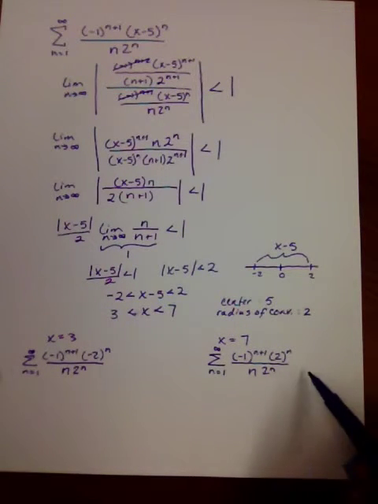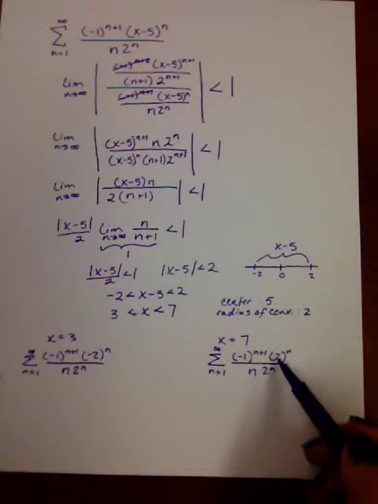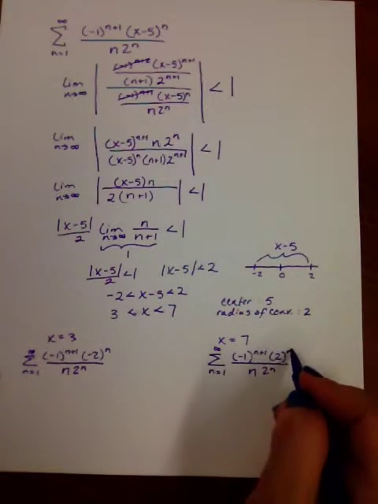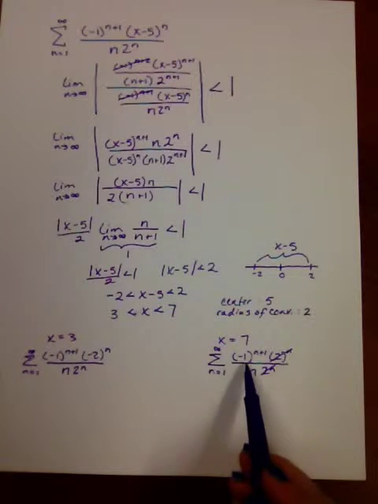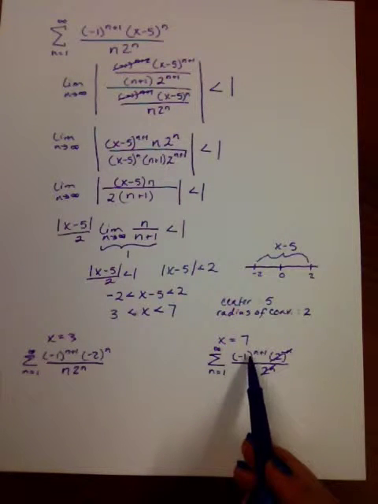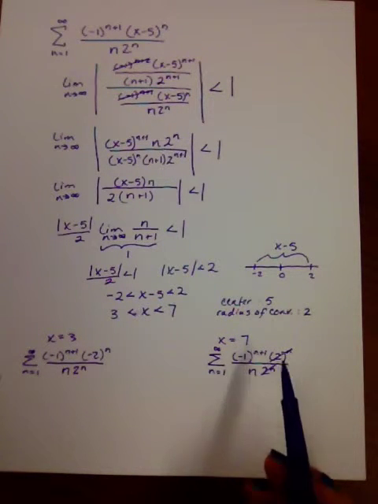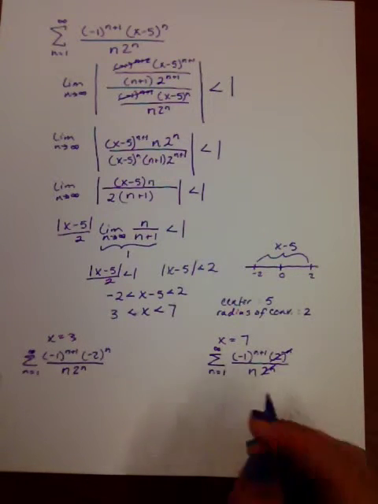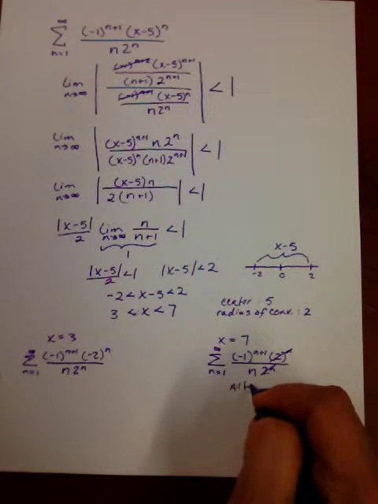So looking at these right now, this one's a little bit simpler. You can see they both have a 2 to the n, so I can cancel those out. And what that leaves me with is an alternating series. Negative 1 to the n plus 1 will actually change from negative 1 to 1, negative 1 to 1. So I know this is alternating.